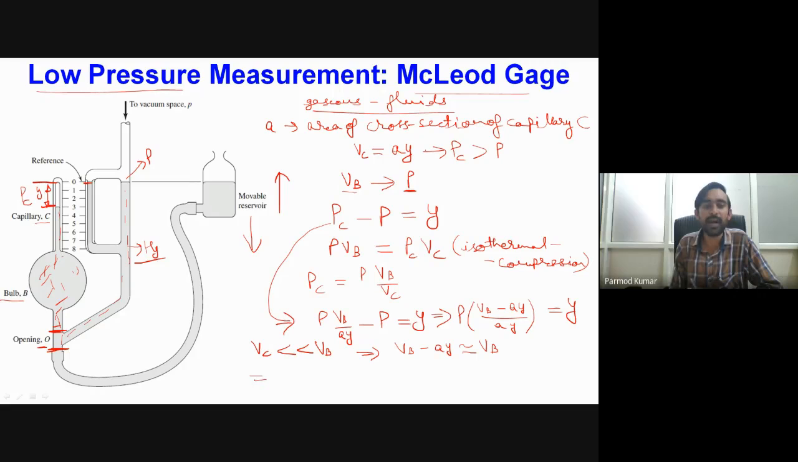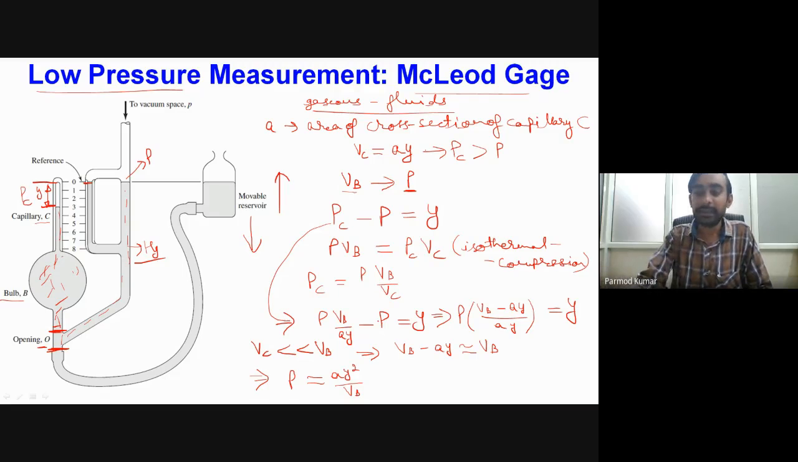So from here I can write down the value of pressure as nearly equal to AY square divided by VB. Where A is the cross-sectional area of the capillary, which is already known, VB is the volume of this instrument, which is also known, and Y is the reading of the scale, particularly representing the portion which is filled with the gas. So using this measurement of Y, I can simply determine the value of the pressure.